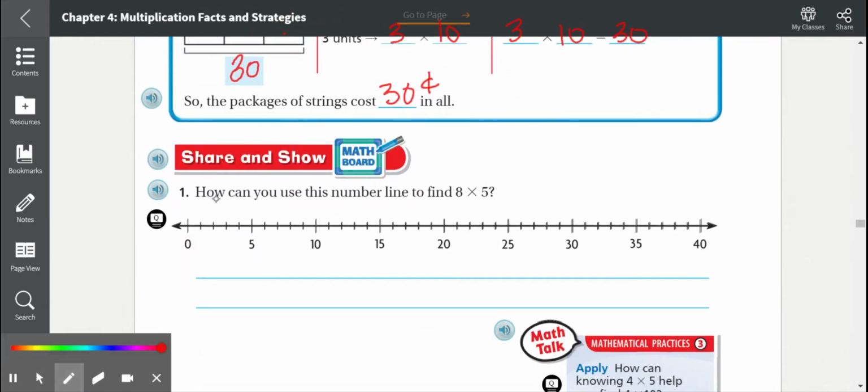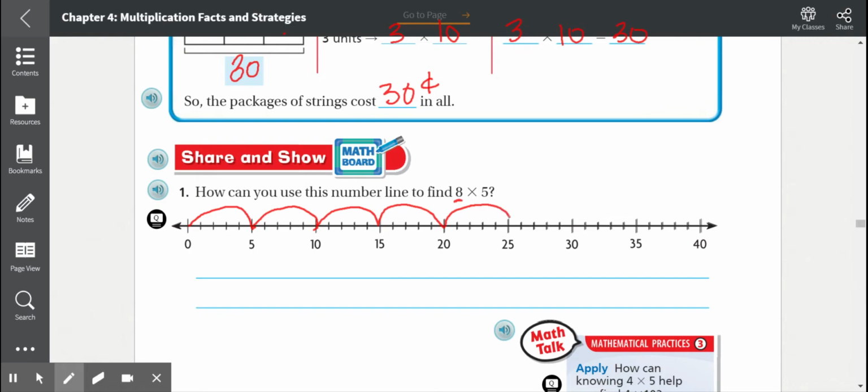Okay, how can you use this number line to find 8 times 5? So if we're doing 8 times 5, that's 8 groups of 5. So every jump is going to have 5 in it. So the first one would go to 5. And we want to do 8 of those. 5 more would be 10, 15, 20, 25.